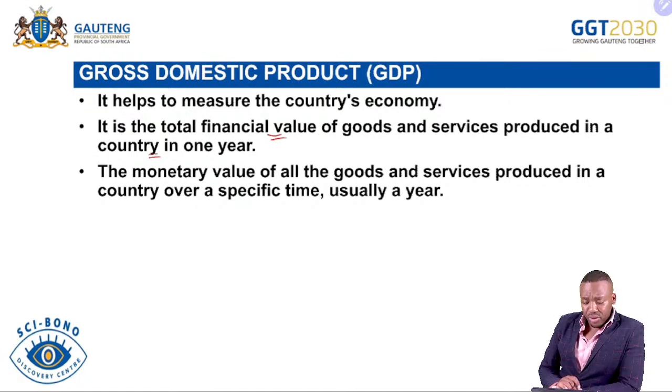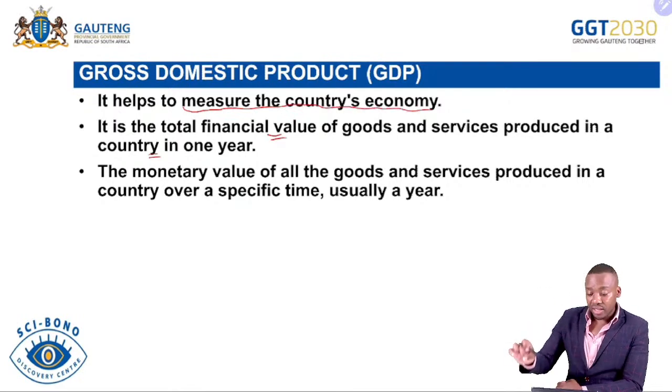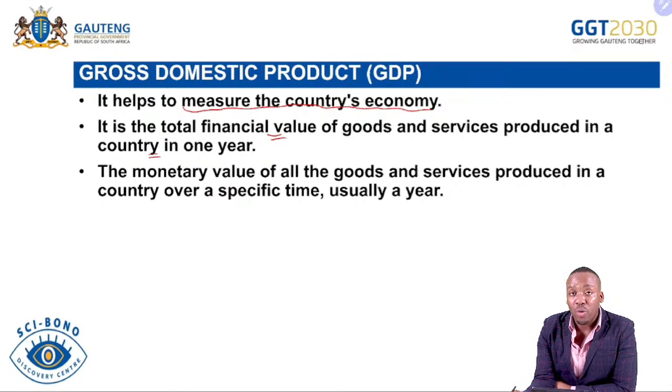What does GDP do in the tourism context? GDP helps us to measure how the country's economy is doing. So when they say our GDP figures are going down, it means our economy is not doing well. When they say our GDP is doing well, then it means our economy is healthy. So the GDP helps to measure the country's economy.